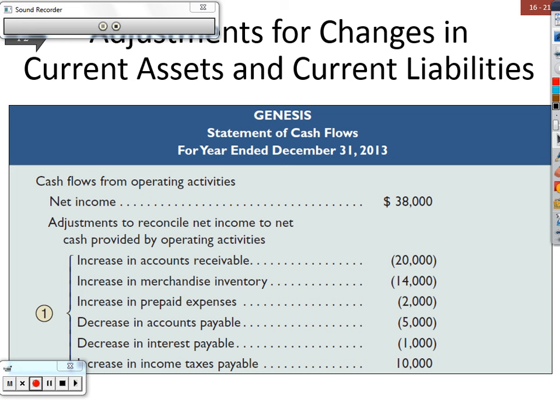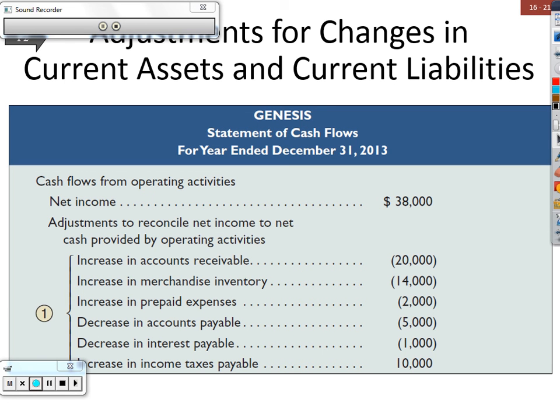Next line, increase in prepaid expenses. What are prepaid expenses? Like prepaid rent, prepaid insurance, and we know that that is a what? Is it a liability? It's an asset. So if it is increased, that means we're going to do what from net income? Subtract it. Okay, the next line, decrease in accounts payable.